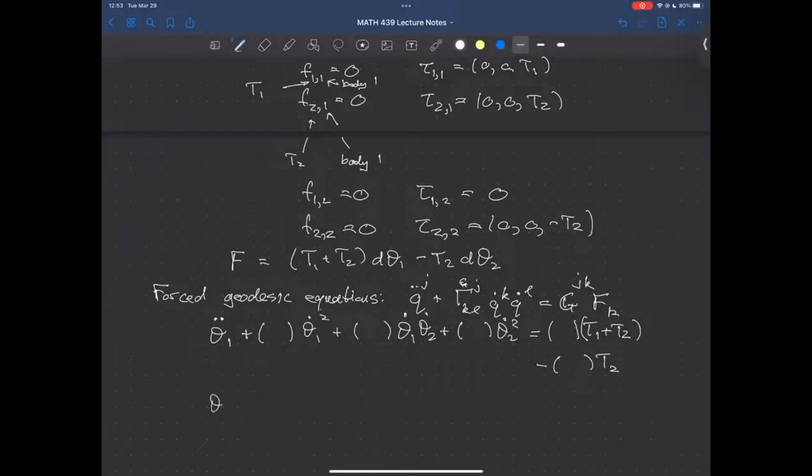Okay, then you have theta 2 double dot plus theta 1 dot squared plus theta 1 dot theta 2 dot, and these things are generally non-zero.